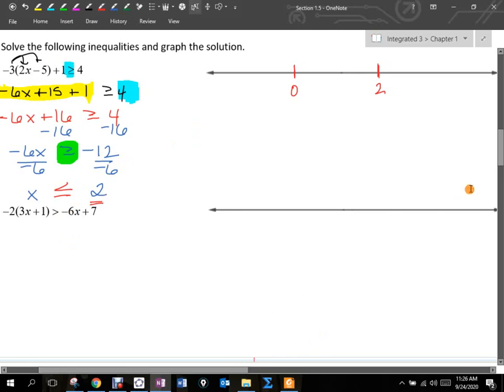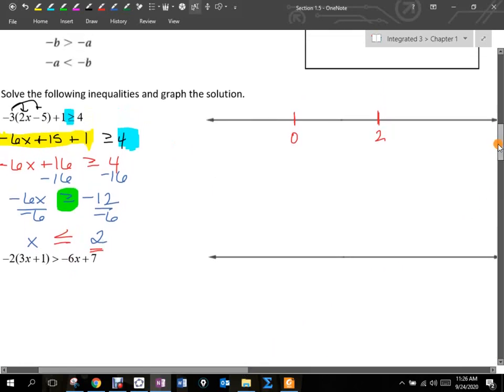And now, because my variable is coming first, I can use this as an arrow telling me which way I've got to draw my line, or shade. And because it's less than or equal to, what kind of dot would I use? I'm going to color it in. I'm going to use a solid dot. And then you're going to shade to the left.